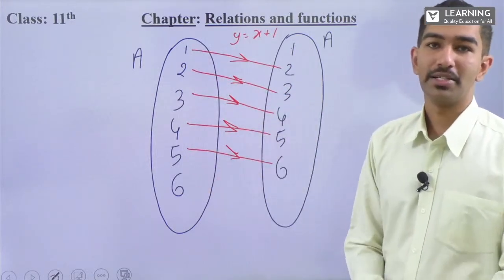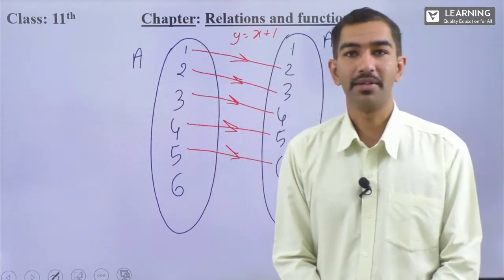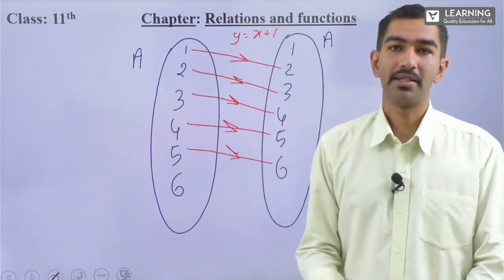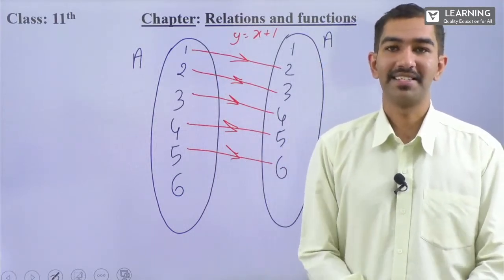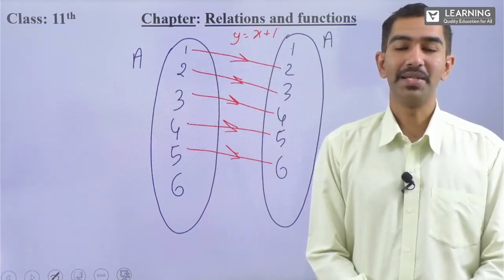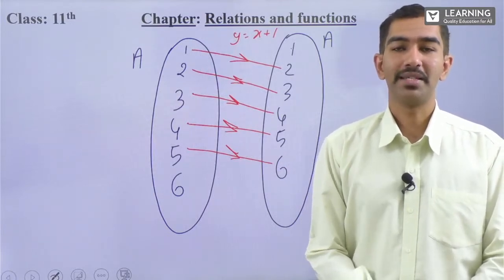Okay. So that is all in this session, students. So we have finished the next topic after the Cartesian products, which is called relations. In the next session, we'll be seeing what are functions and few examples on them.